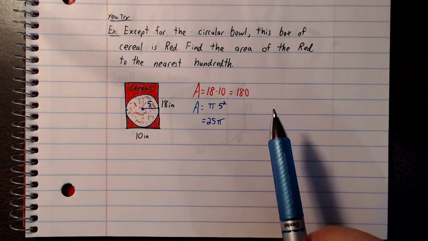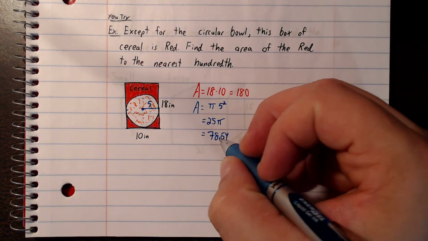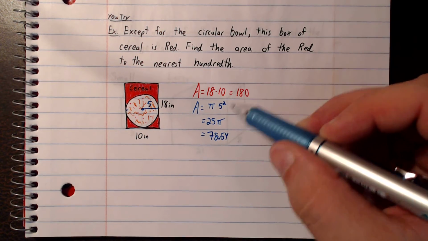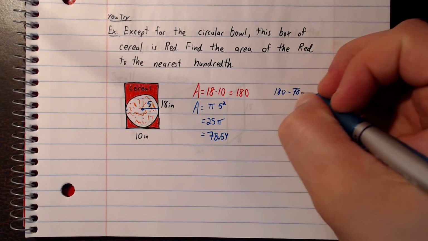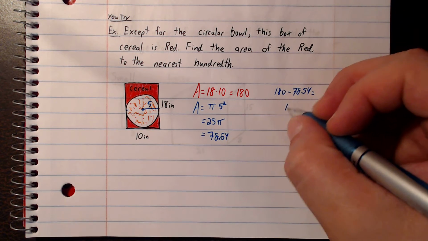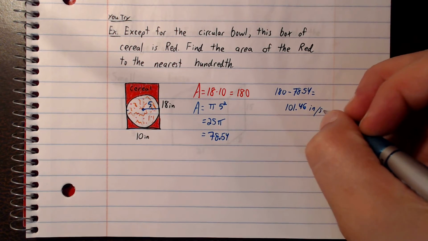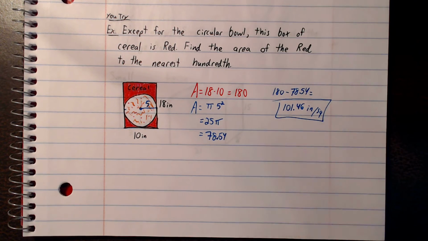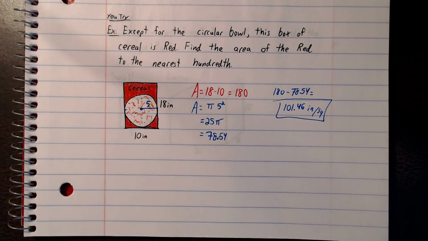So we've got to subtract 180 minus 78.54. That gives us 101.46 inches square. What we just found was how much red is on this particular cereal box cover.